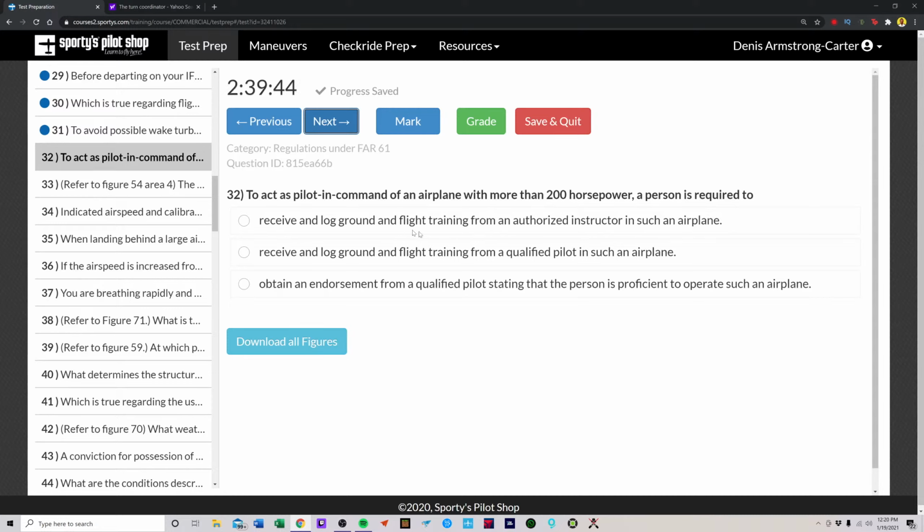To act as pilot in command of an airplane with more than 200 horsepower, persons are required to receive and log ground and flight training from a qualified instructor in such airplane and obtain an endorsement. So this is a high performance endorsement, guys. High performance endorsement. So you need to receive and log ground and flight training from. It would be an instructor, guys. It would be an instructor.